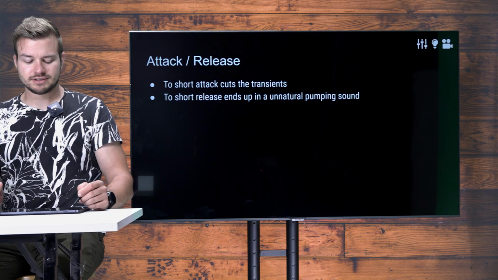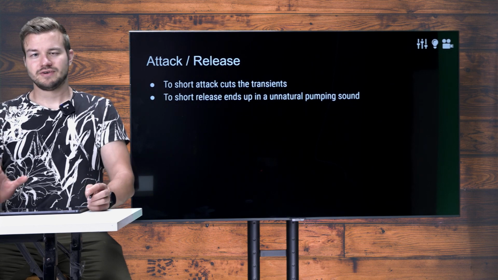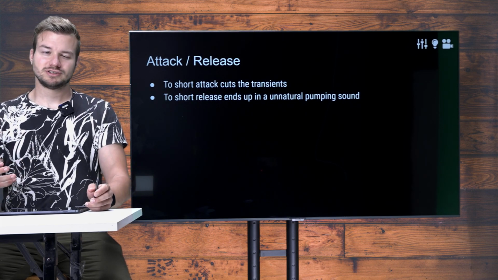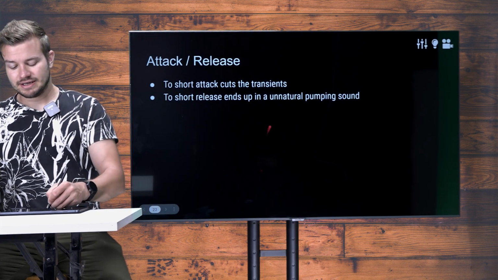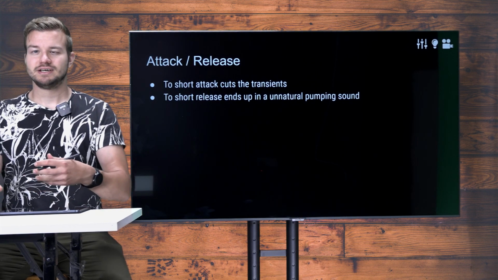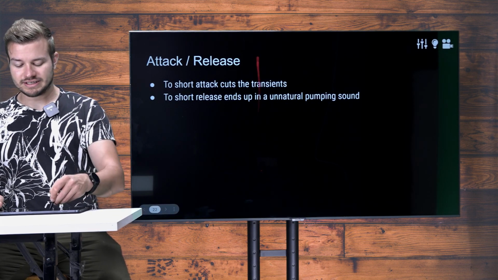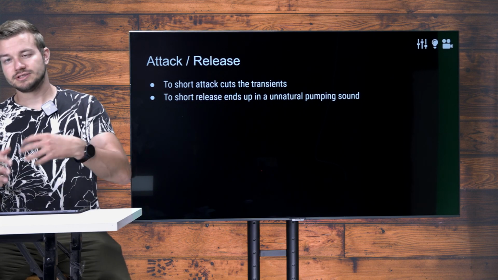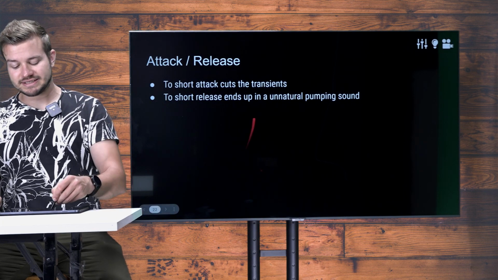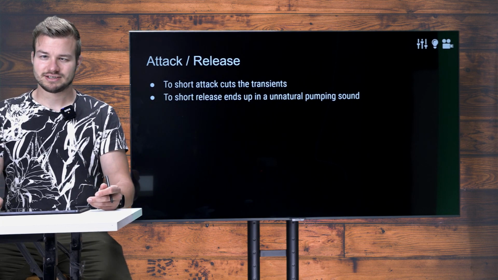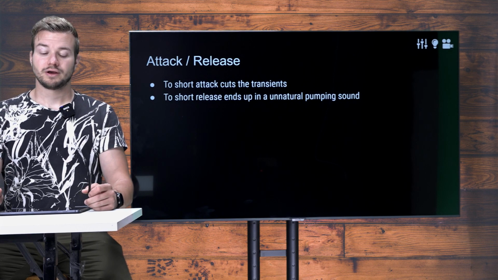So there is one important thing to know about the attack time. The attack time is very important for drums. Drums do have so-called transients, and this is basically a little peak in signal before the volume actually rises from the drum sound itself. So when you hit the drum, you will have a very short signal peak first, and then the real sound of the stick hitting the drum. And this transient is really important for the characteristic of the drum. And this transient you don't want to compress.